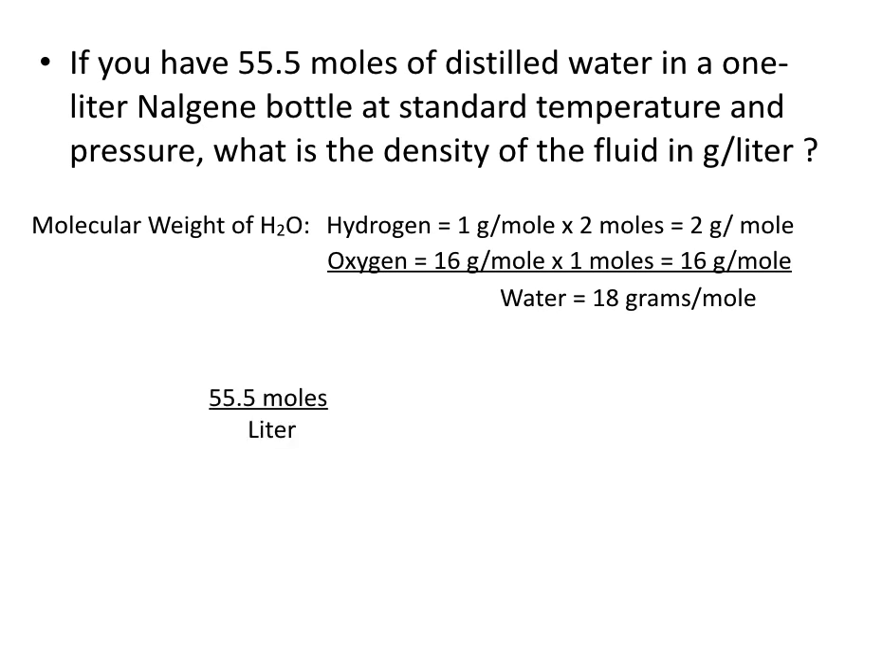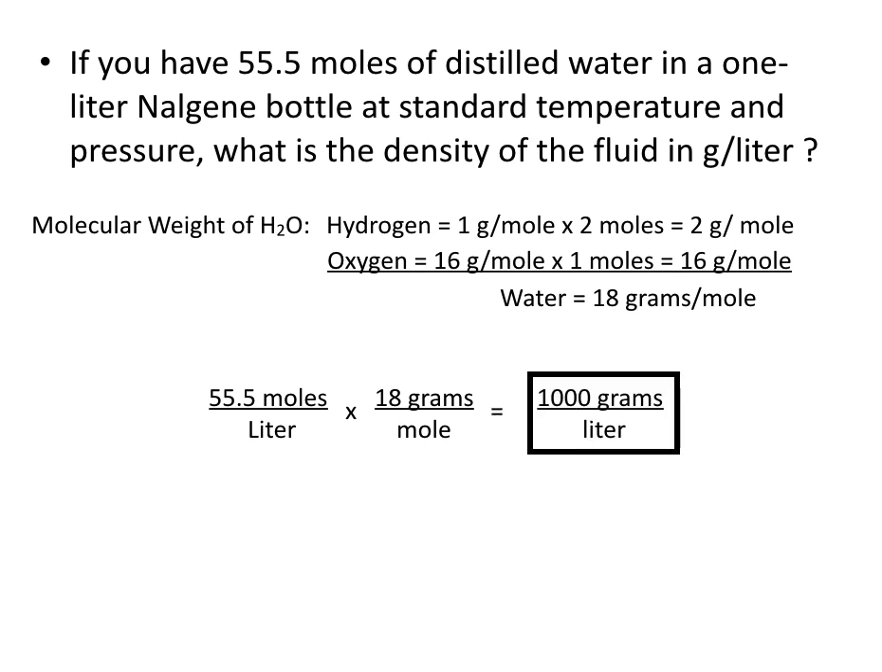We've been told there are 55 moles per liter, so we multiply that by the molecular weight. The units of moles cross out, and we're left with the number of grams per liter, and we find that there are 1,000 grams of water in a given liter of water, and that's going to be the density of the bulk solution of water, about 1,000 grams per liter, or 1 gram per milliliter.